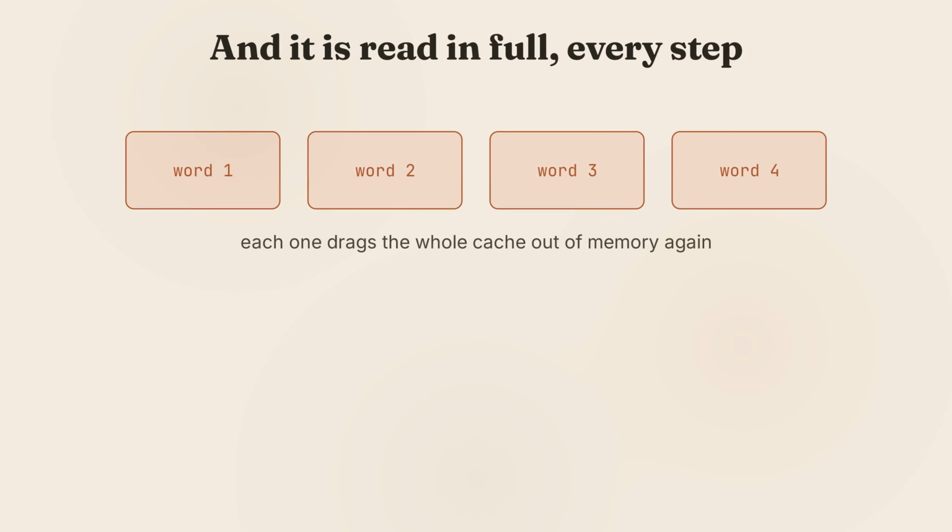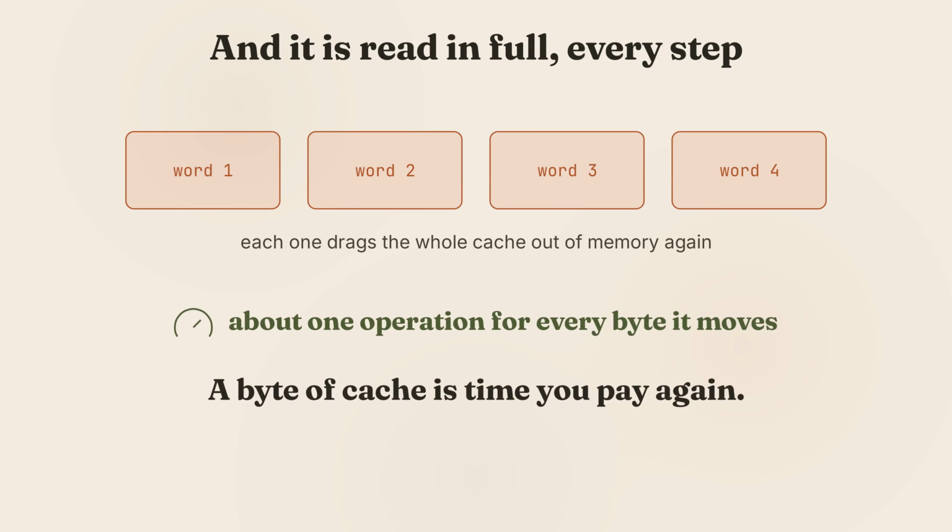And what's the third one? Your model doesn't just store that cache, it reads it, all of it, on every single step. So writing one word means dragging your weights out of memory and dragging the whole cache out along with them. And we said last time that this stage is memory bound, and it does about one operation for every byte it moves. So a byte of cache isn't only room you gave away, it's time you pay again on every token for the rest of that conversation.